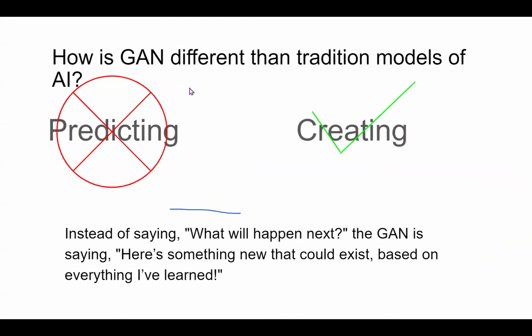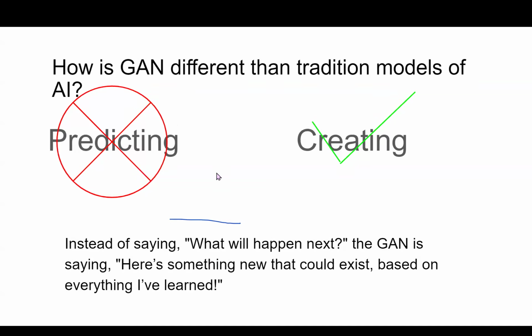So some of you might ask, how is this different from the traditional models of AI? Well, GAN doesn't really predict stuff, it creates stuff. What I mean by that is, instead of predicting something like the price of a stock, it takes what it knows from the data set and creates something that hasn't been seen before. Instead of saying what will happen next, the GAN is saying, here's something new that could exist based on everything I've learned.